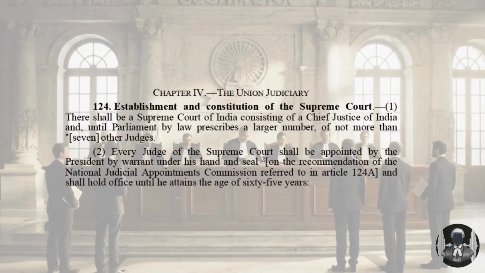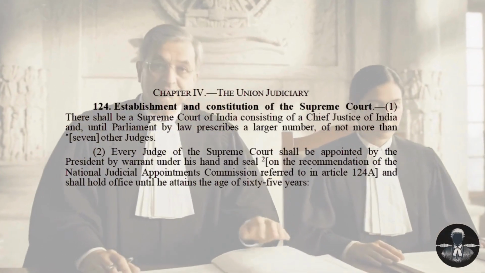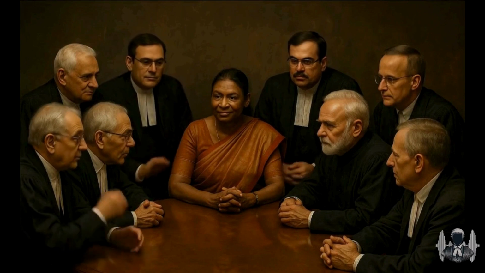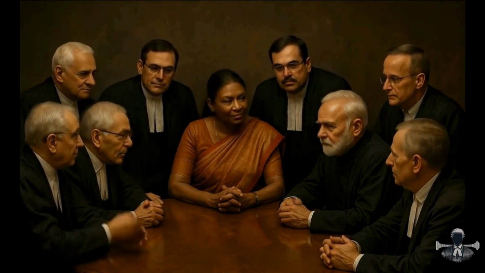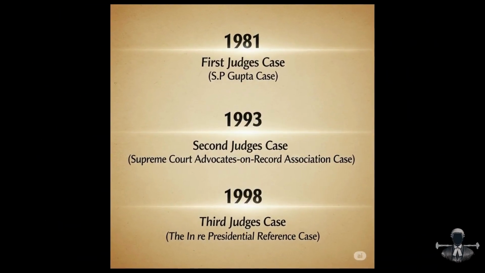Under Article 124 of the Constitution, judges of the Supreme Court are appointed by the President of India after consultation with such judges of the Supreme Court and High Courts as the President may deem necessary. Over time, this consultation clause has been interpreted through a series of landmark cases.